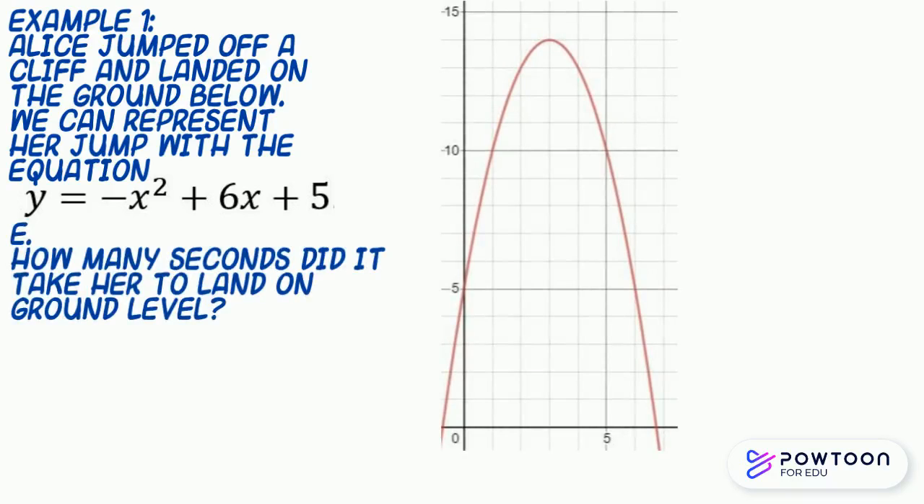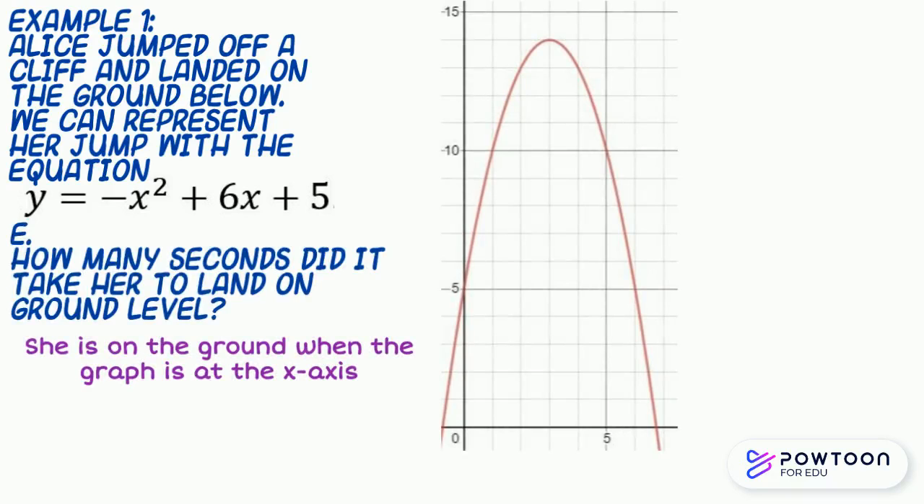Part E of this example, we want to know how many seconds it took for her to land on ground level. So when she's landing on ground level, the graph will be at the x-axis. So really we're saying from 0 until where the line is crossing the x-axis again. And this is approximately 7 seconds.